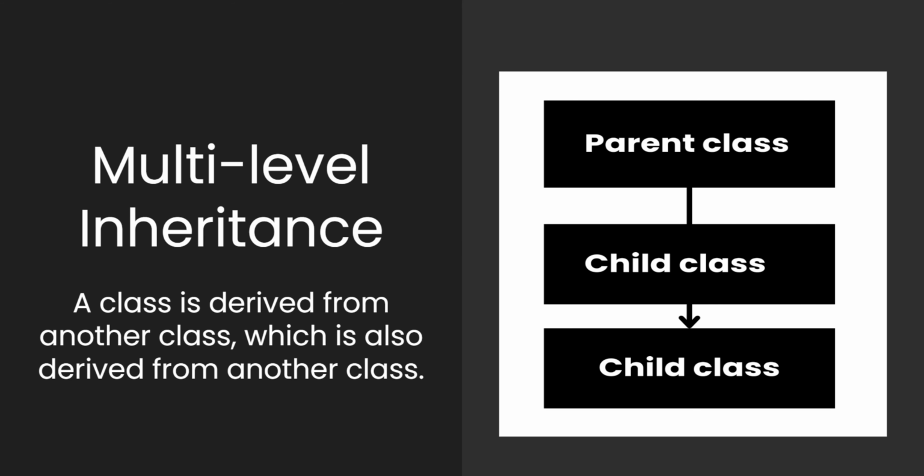Multi-level inheritance. A class is derived from another class which is also derived from another class. For example, suppose three classes A, B, C. A is a superclass, B is the child class of A, and C is the child class of B. In other words, a chain of classes is called multi-level inheritance.